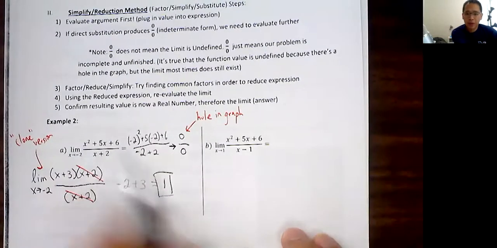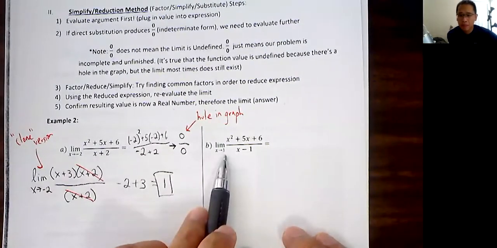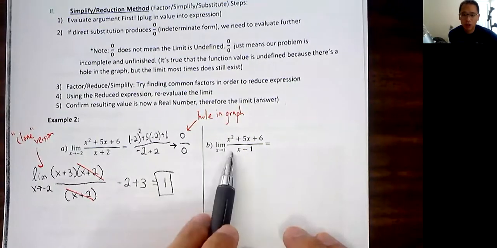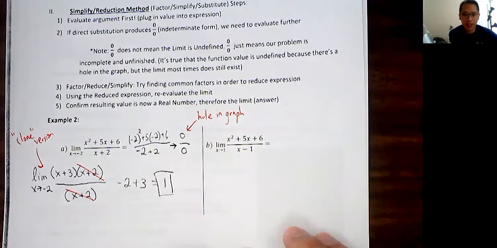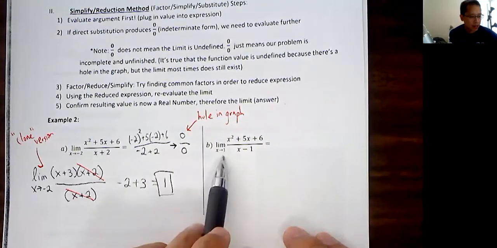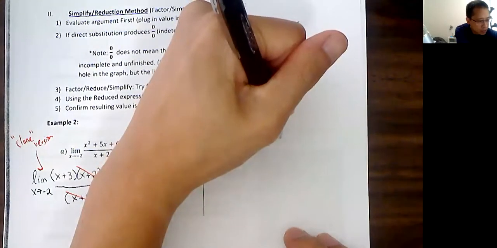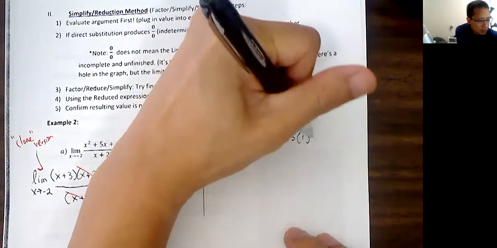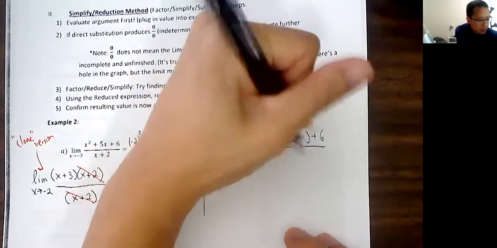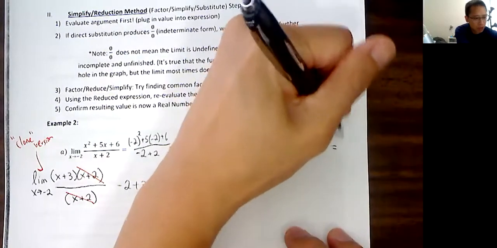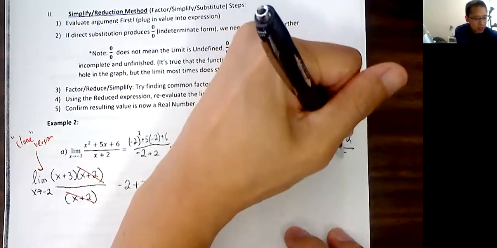All right, let's try that with part B. First things first, we always want to evaluate the expression at the x value, replacing all the x's with that x value and seeing what we get. So we get 1 squared plus 5 times 1 plus 6 over 1 minus 1. Here we get 12 in the numerator and 0 in the denominator.